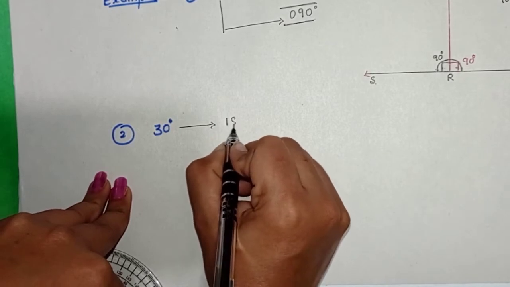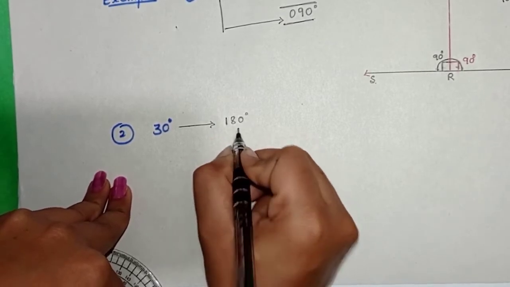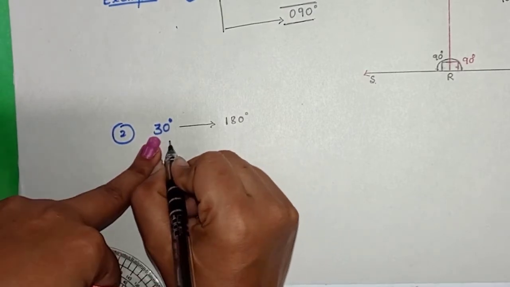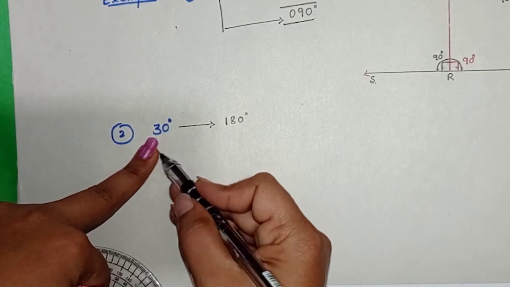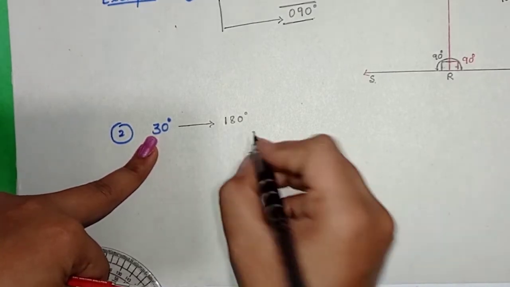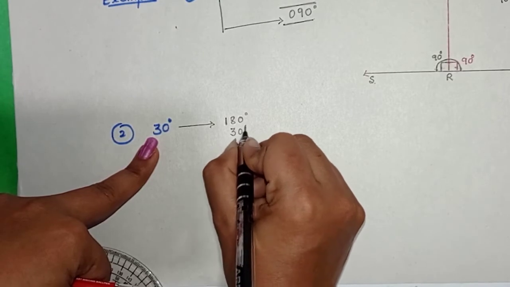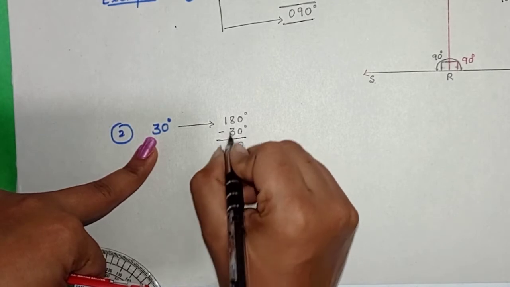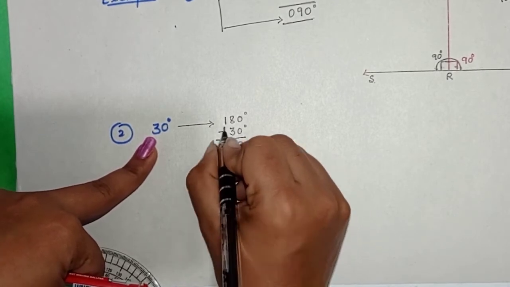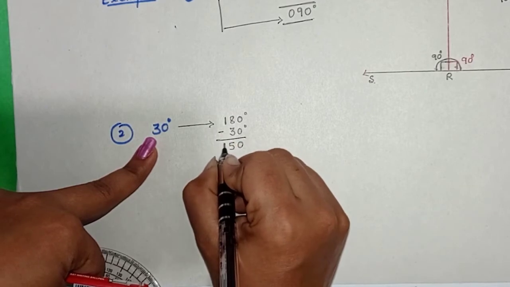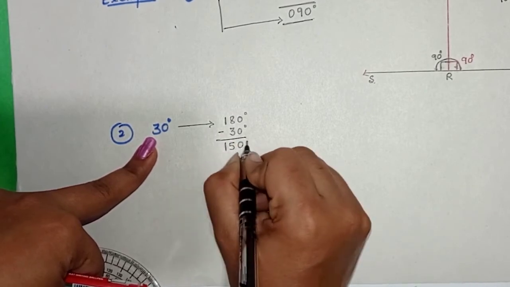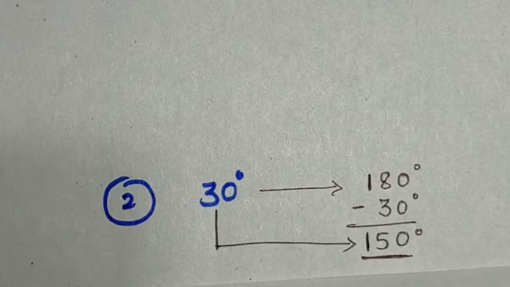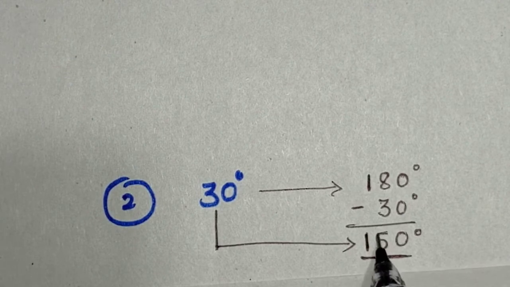As per the trick, we write 180 because the sum of two angles is 180 degrees. For this angle, I want to find the supplementary angle, so I have to take 30 degrees away from this. Now subtract it: 0 minus 0 is 0. 8 minus 3 is 5. 1 minus 0 is 1. 150 degrees we get here. So here we got the supplementary angle for 30 degrees: 150 degrees.